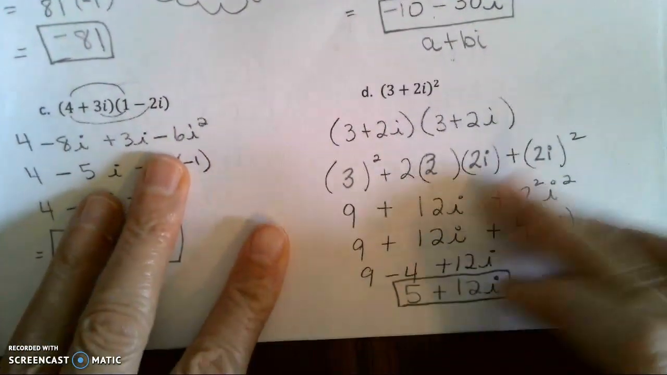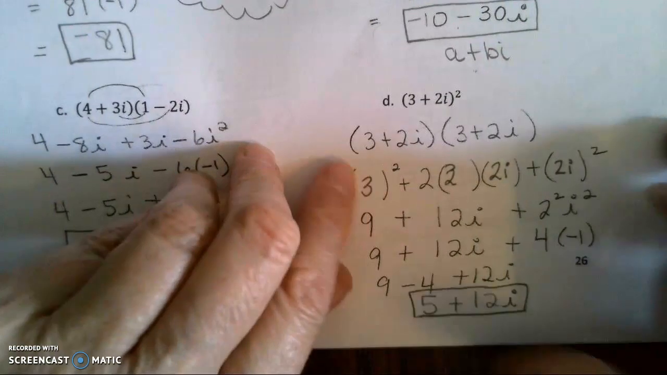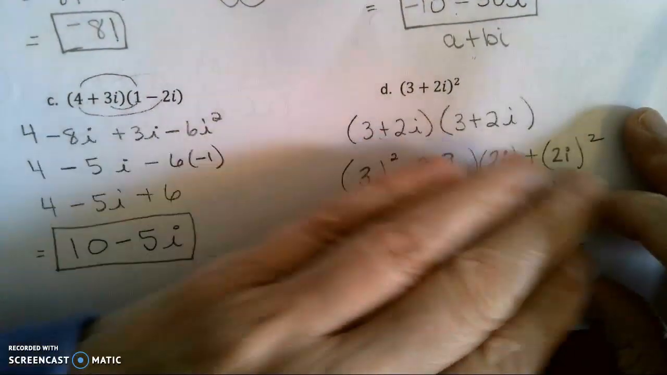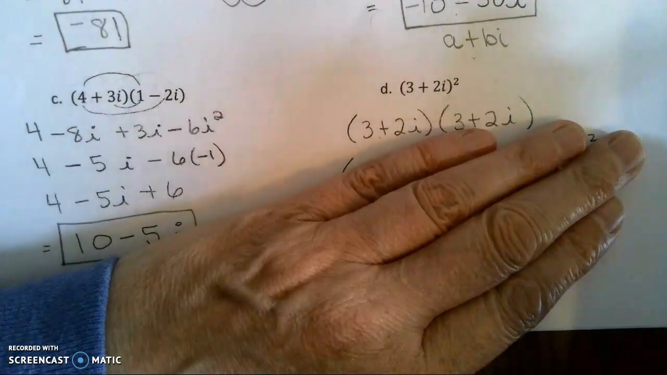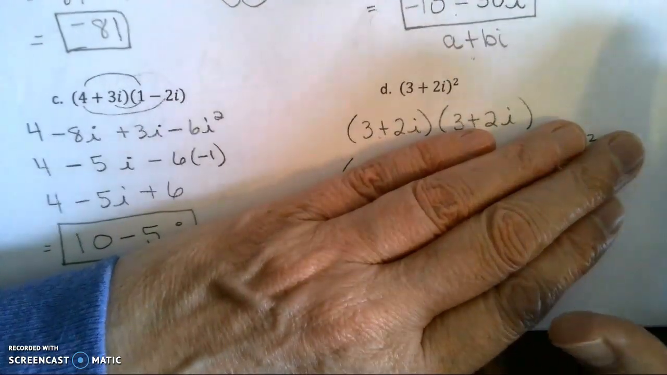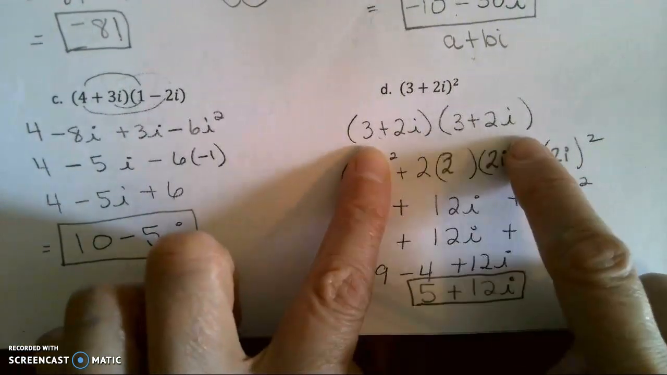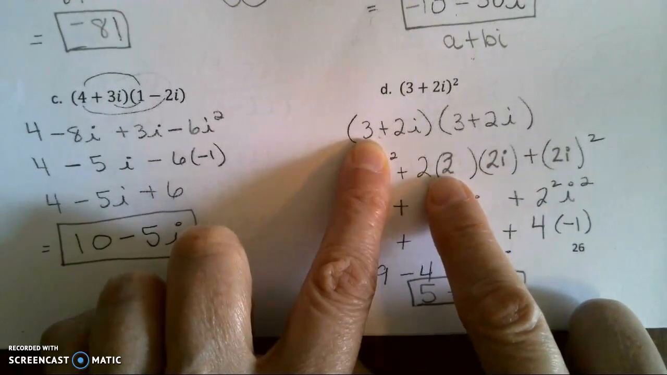And then I'm going to go ahead and do this one because I think this is harder of these two. So 3 plus 2i squared means 3 plus 2i times 3 plus 2i. And then we use FOIL, which stands for first, outside, inside, last. Okay, first is 3 times 3. Outside is 3 times 2i.